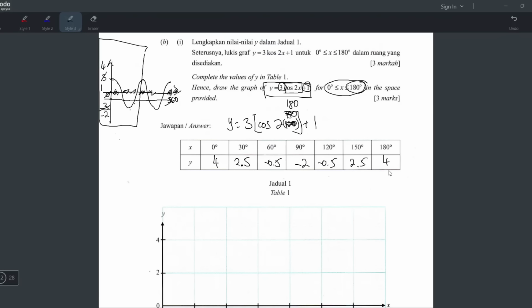3 plus 1 is 4. So this one is 4. Okay, so use your calculator to help you in these steps.